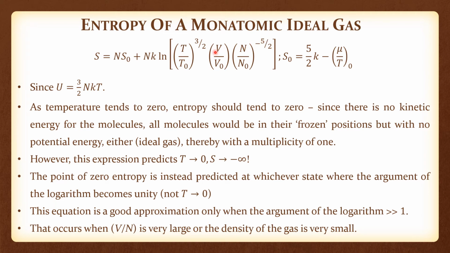So if you can take one of the n's out here, so if V by N is very large, or the density of the gas is very small, one can ensure that this argument of the logarithm will be large enough. So one of the conclusions is that while this is a very interesting expression for entropy, even if it is only to an integration constant, this expression is valid only when the assumptions that we set out in deriving the model for an ideal gas are valid. Otherwise, this is not valid.